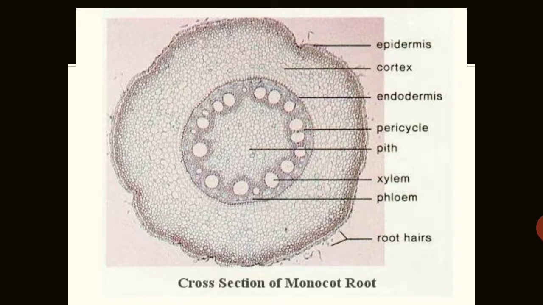This is the cross section of a monocot root. In the monocot root, you can see the outer area is the epidermis, the center is the cortex, and after that a circle, like a dermis area, is the endodermis. Just after the endodermis, a circular lining is known as the pericycle, and in the center you can find the pith region. The xylem and phloem tissues are seen in the vascular bundle formation, and the outer surface area has the root hair region also. So this is the cross section of the monocot root.